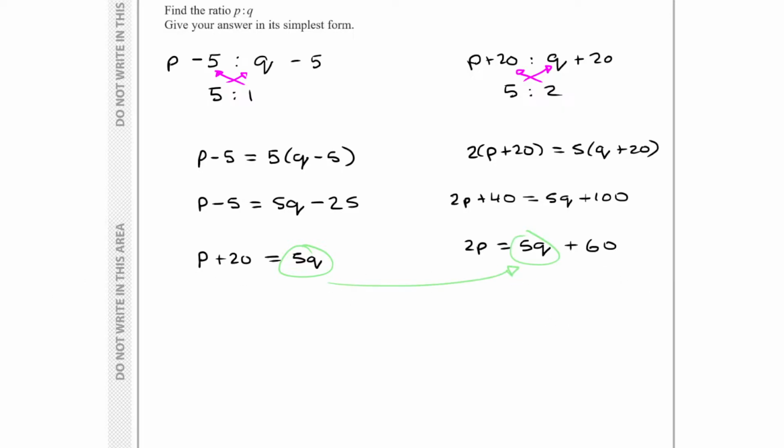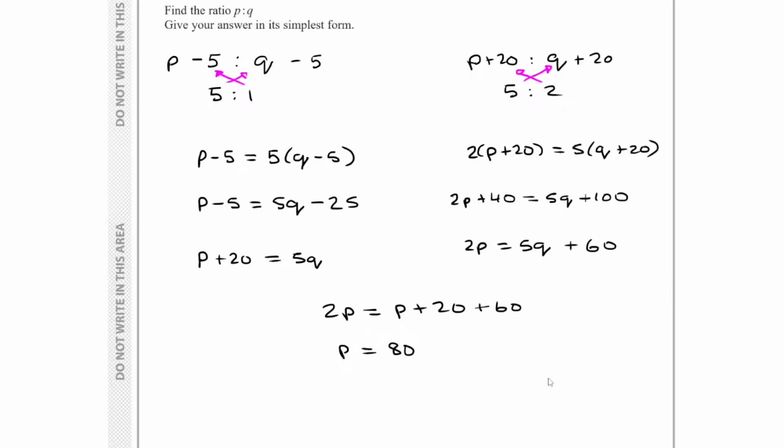This is just linear, isn't it? Linear simultaneous equations. So you can use the elimination method if you like. You can use substitution. Just the way that I've rearranged it, I'm going to use substitution. So 2p would be just p plus 20 plus 60. So that's p is 80, if you move the p across and add the 20 and the 60.